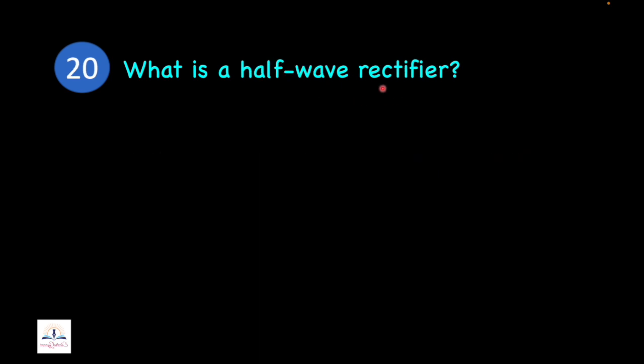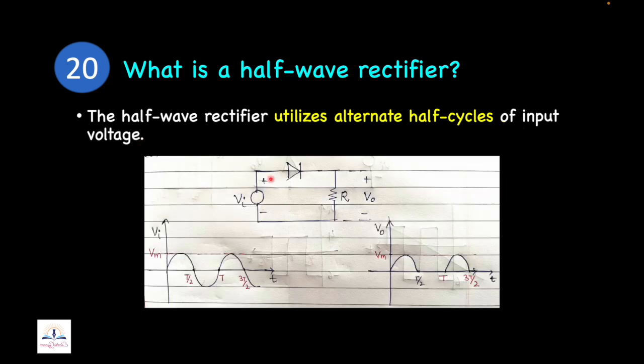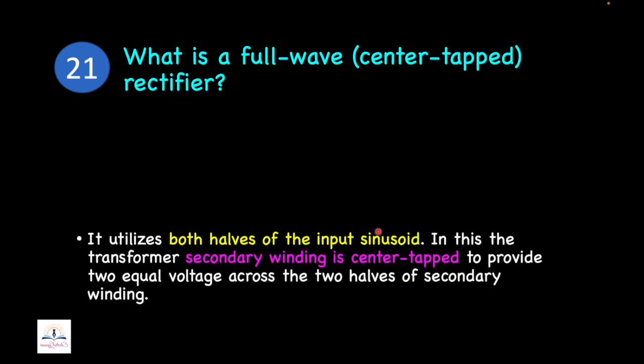What is a half-wave rectifier? The half-wave rectifier utilizes alternate half cycles of input voltage. And this is the circuit diagram of half-wave rectifier. You can see if the input is a sinusoidal wave, we will get only half of the waveform at the output.